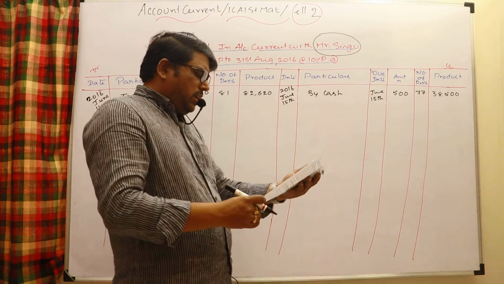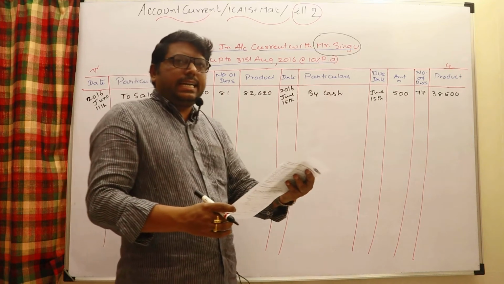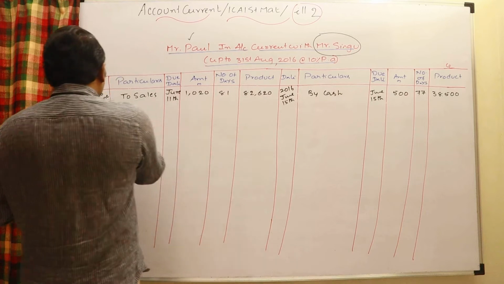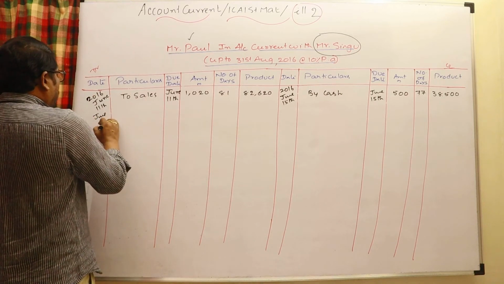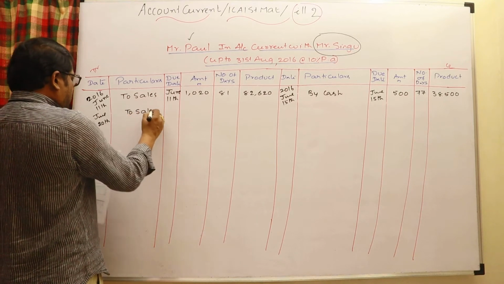Come to the next transaction, June 20th, goods sent to Mr. Pal. Entry again: Mr. Pal account debit to sales account.